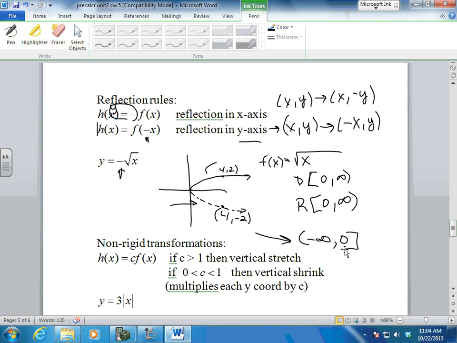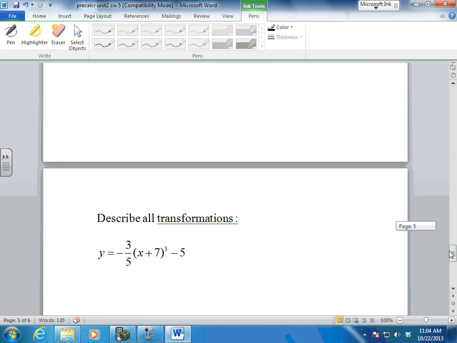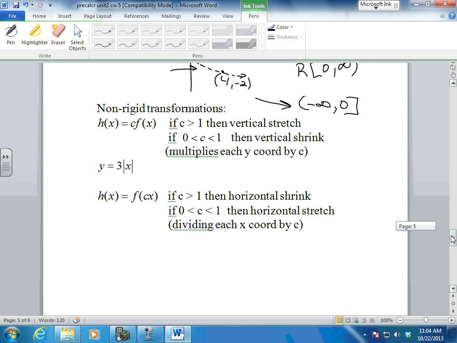Okay. The last part of this is we call them non-rigid transformations. And non-rigid because the shape doesn't change, but the size changes. These are your dilations. It's a stretch, it's a shrink. The regular shape of it will look similar, but it will be distorted because the size is changing. So these are kind of non-rigid.